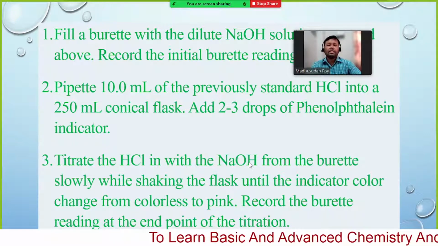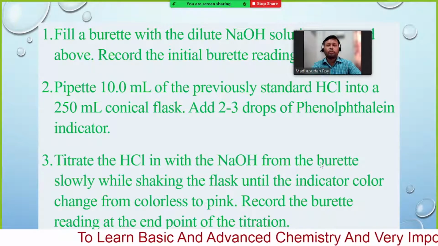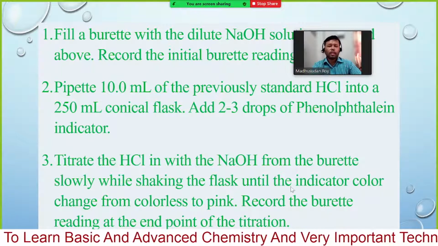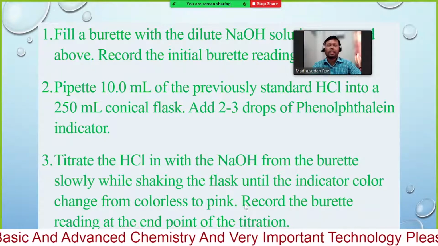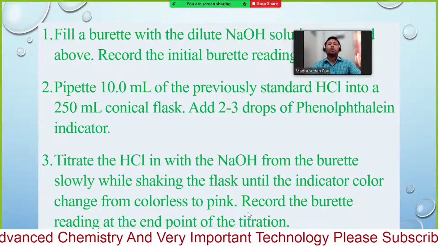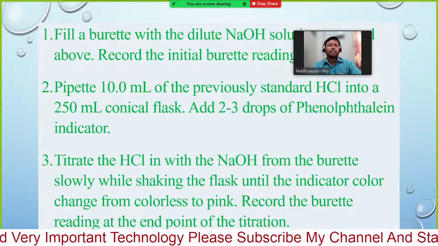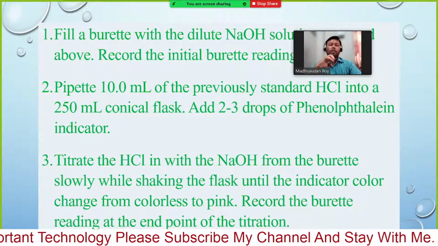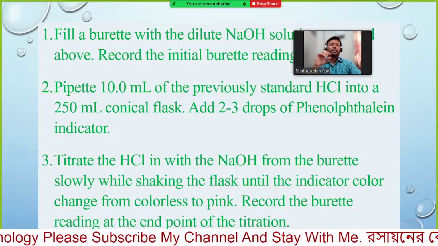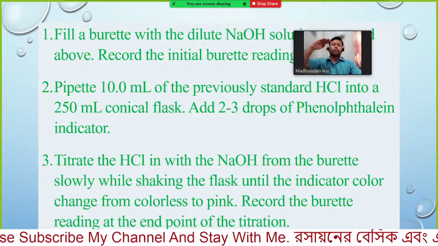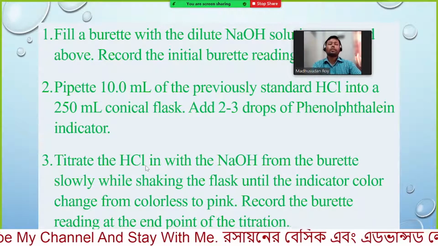Titrate the HCl with sodium hydroxide from the burette slowly while shaking the flask until the indicator color changes from colorless to pink. Now when you find the pink color, just stop the addition of sodium hydroxide, read the reading of the burette and record the reading.